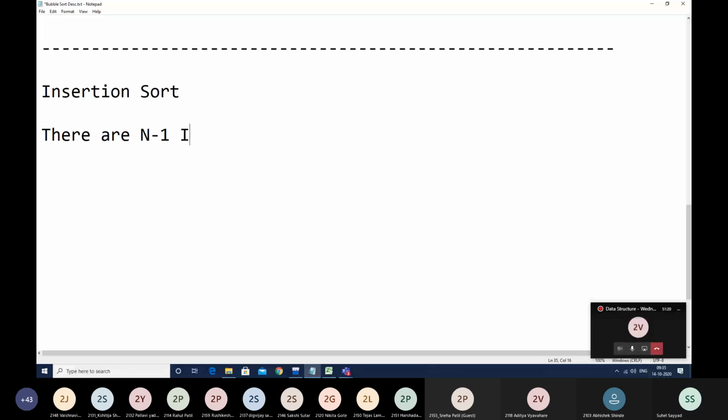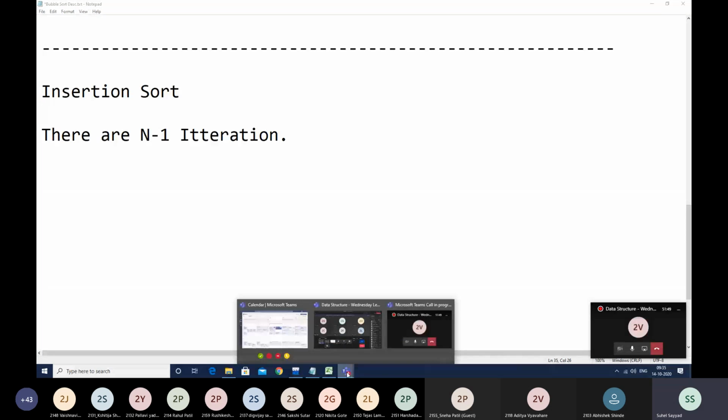Okay. Now what happens in each iteration is basically the main logic of insertion sort. For that, let me explain that this particular insertion sort technique is very similar to a game that we play, that is playing cards. I want to understand how many students from our classroom play cards. How many of you play cards?